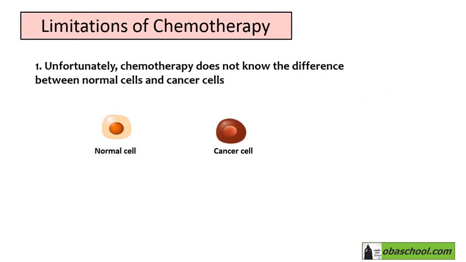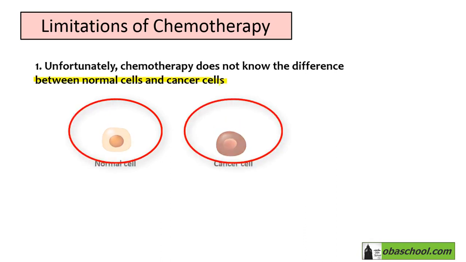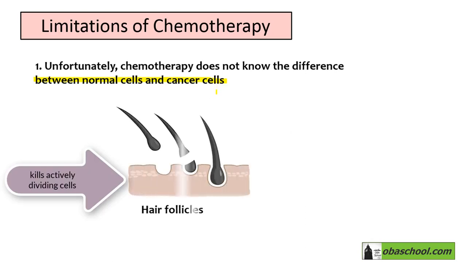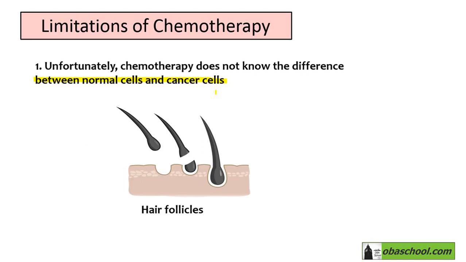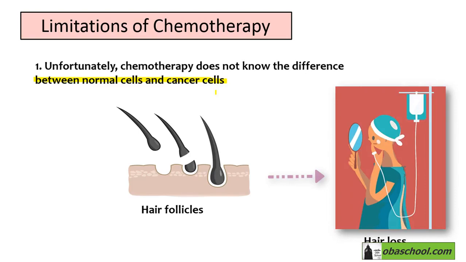Although chemotherapy is a very important treatment, it involves some disadvantages or limitations. Unfortunately, chemotherapy doesn't know the difference between normal cells and cancer cells. It just kills the actively dividing cells, such as hair follicles, without knowing if these cells are healthy or cancerous. Unfortunately, this leads to hair loss in patients receiving chemotherapy.